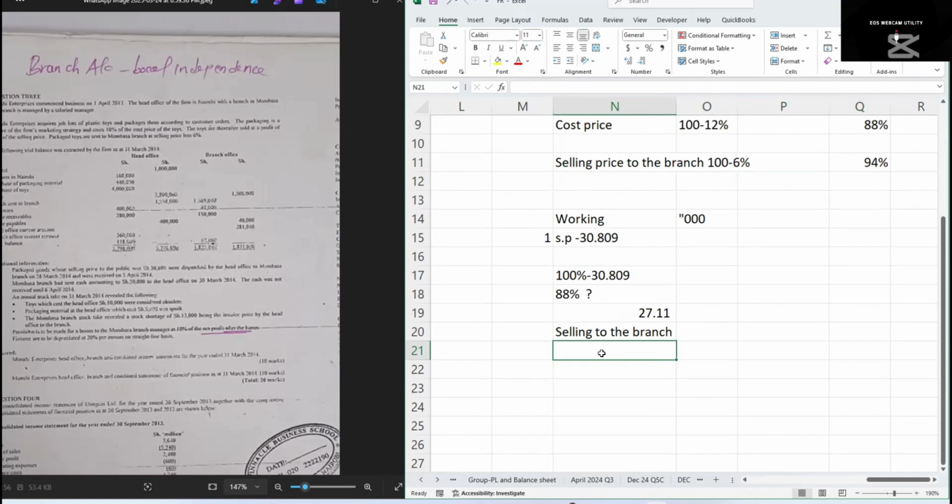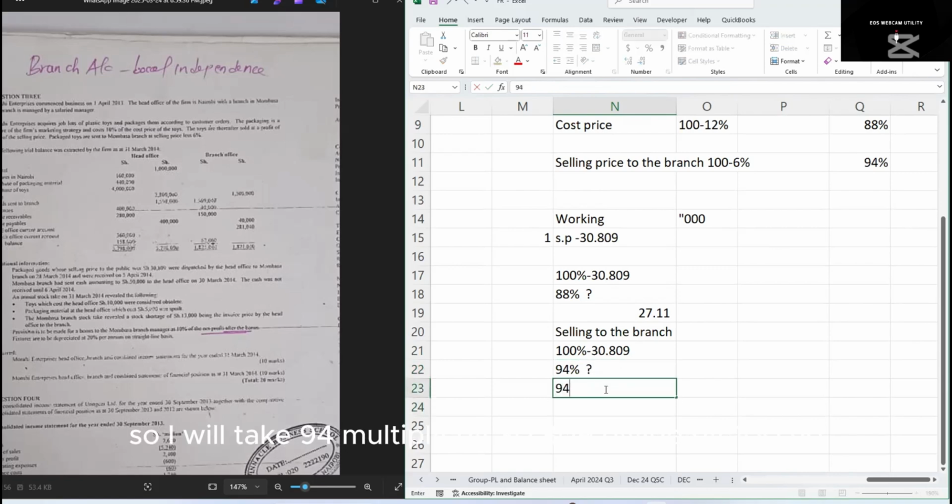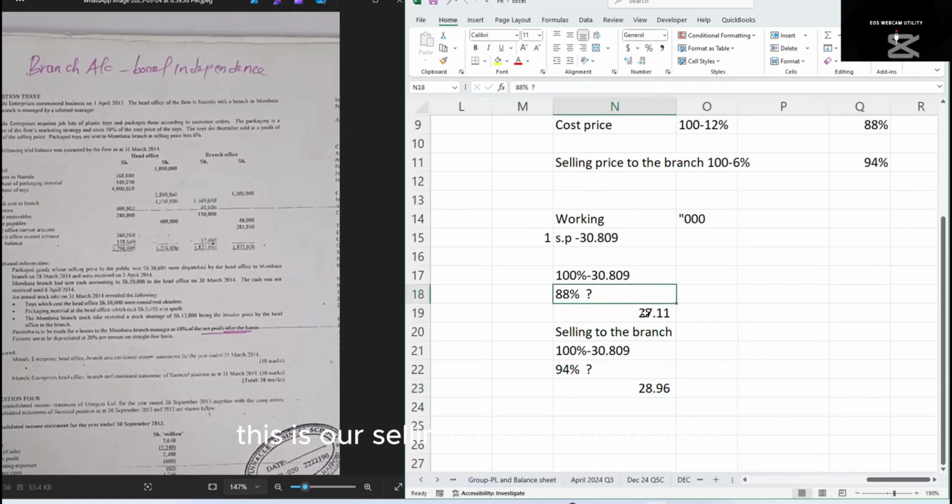I did it the way we did earlier. If 100% is equivalent to 30.809, what about 94%, which is our selling price to the branch? So I will take 94 multiplied by 30.809 divided by 100. So this is our selling price at the branch.